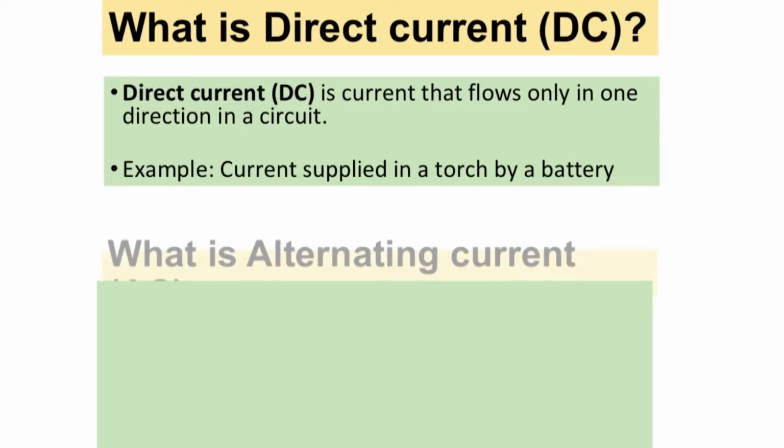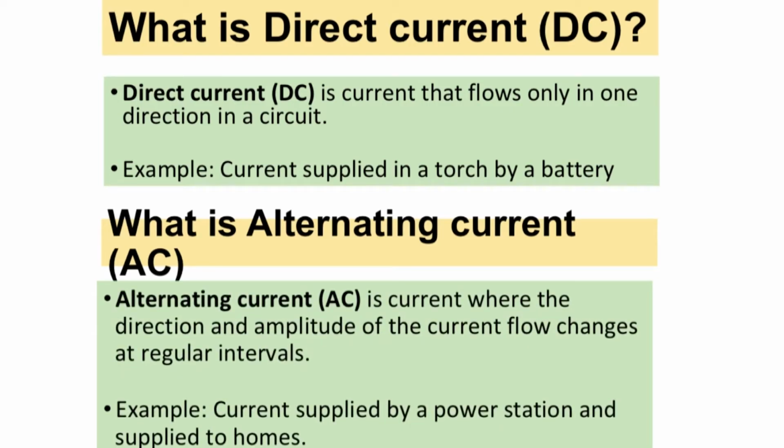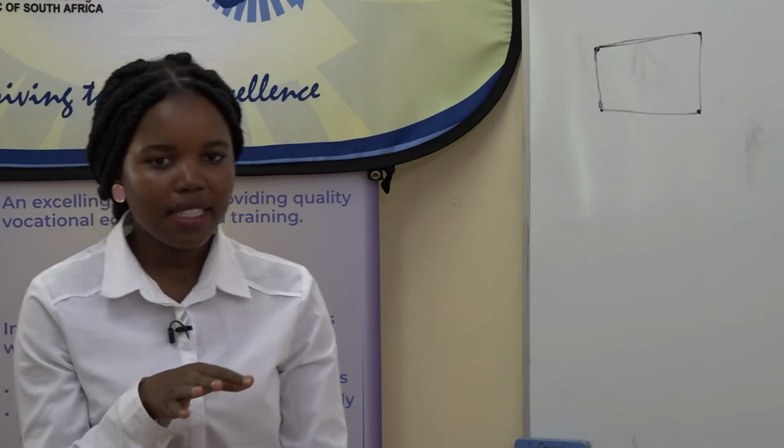But then let us look at alternating current. What is an alternating current? An alternating current is a current where the direction and amplitude of the current change at regular intervals. An example is the current supplied by a power station and supplied to houses. We use electricity each and every day, so you must know from now on that the electricity supplied in our houses is alternating current.